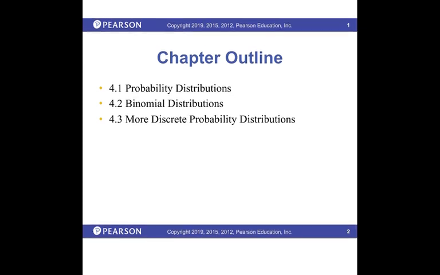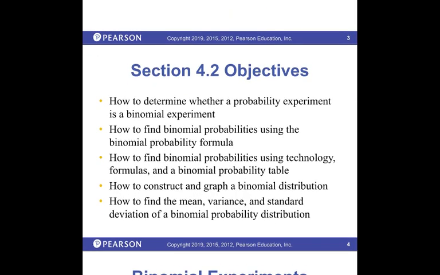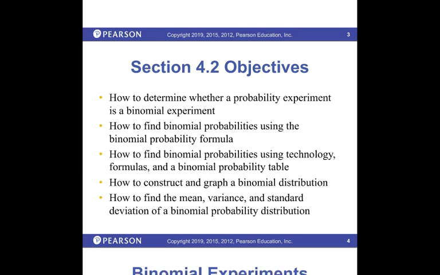So let's see what's going on. Some objectives here: how to determine whether a probability experiment is a binomial experiment, how to find binomial probabilities using the binomial probability formula, how to find binomial probabilities using technology, formulas, and a binomial probability table, how to construct and graph a binomial distribution, and how to find the mean, variance, and standard deviation of a binomial probability distribution.